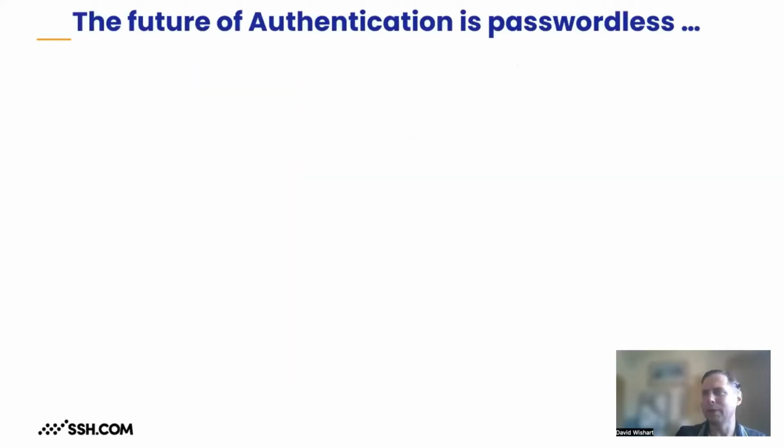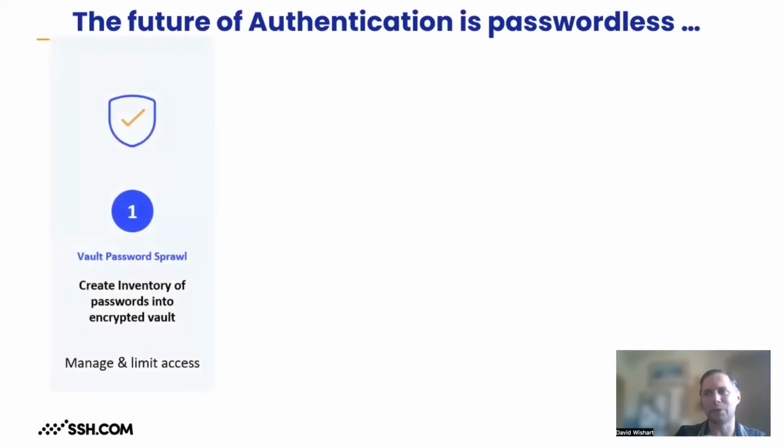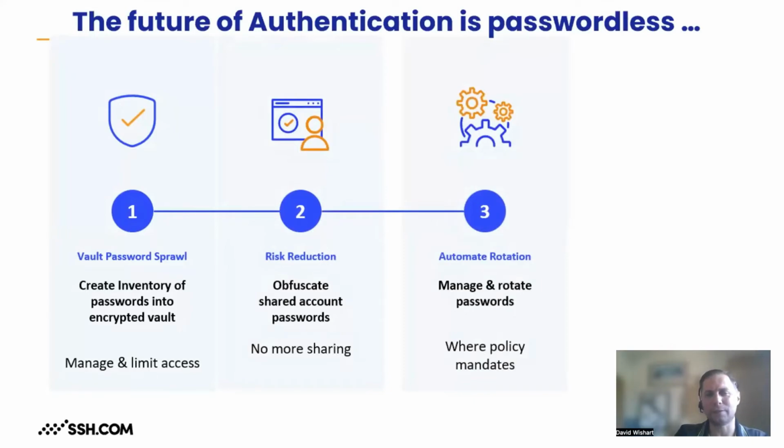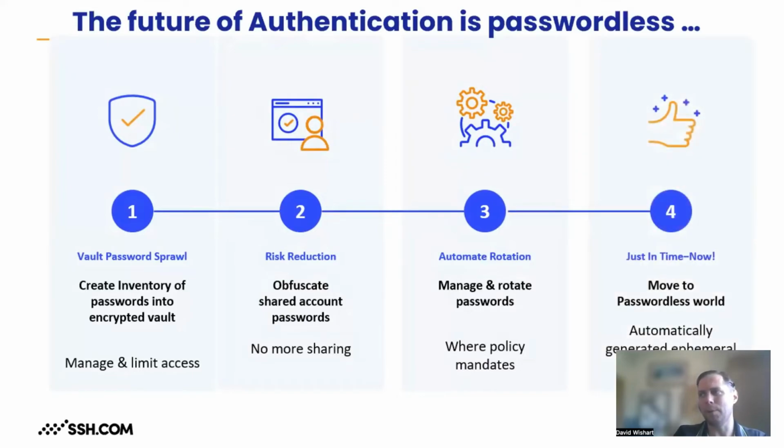So very quickly, we see the future of authentication as being passwordless. What you need to do is vault the passwords that you have in use into an encrypted vault so that you limit the access to them. Then any shared passwords that need to be used, you should obfuscate them within the vault so that they can be used to make connections to your target infrastructure. And then any passwords that still exist need to be rotated. You should keep them in the vault and rotate them, but where possible, move to a passwordless world.